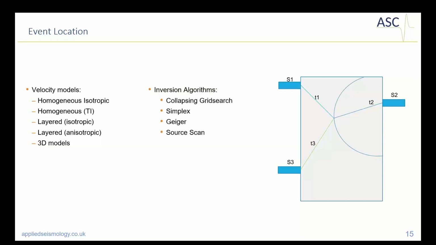And then comes the inversion. How do we compare the theory with our observations? So InSite has these different inversion algorithms. The collapsing grid search, which is purely a search over the space to compare. It goes through all the points in a grid, as it says, in the space to compare theoretical and observations.